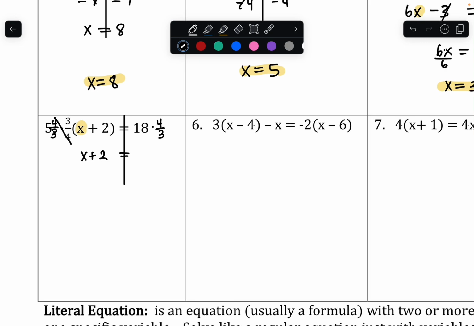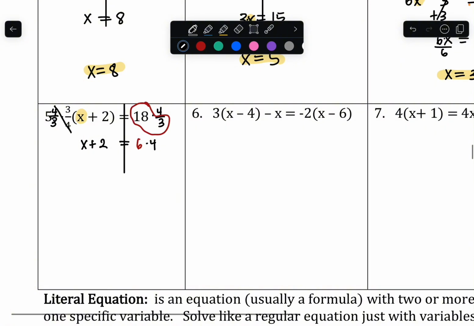Okay, and so to take care of 18 times 4/3, that 3 is on bottom, so that reads 18 divided by 3, which is 6, and we still have the times 4. So you're dividing by the bottom number, multiplying by that top number 4. And so that gives me x plus 2 equals 6 times 4 is 24. Subtract 2 from both sides, and that gives me x equals 22.